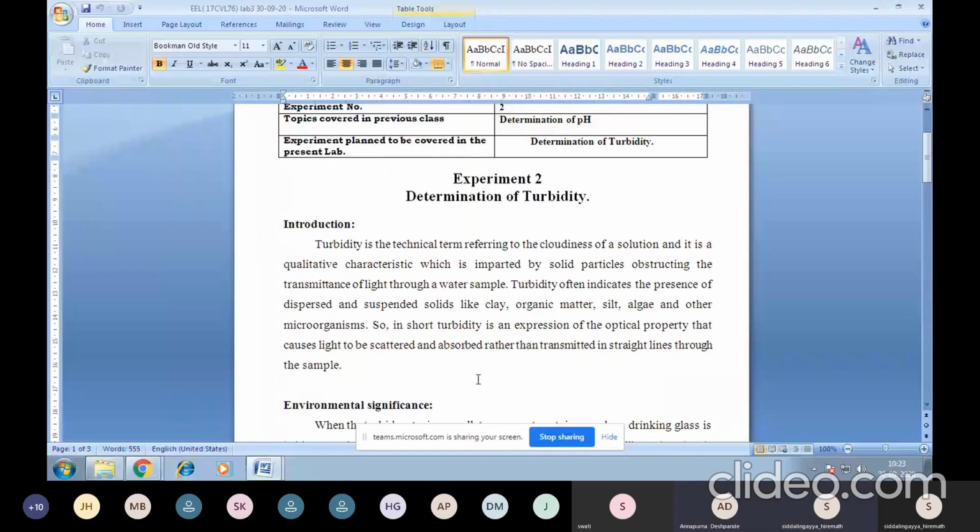Yes, sir, but clear, sir. It is clear. Okay. Okay then.